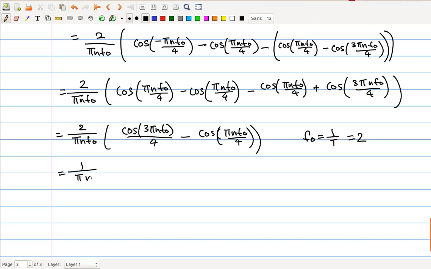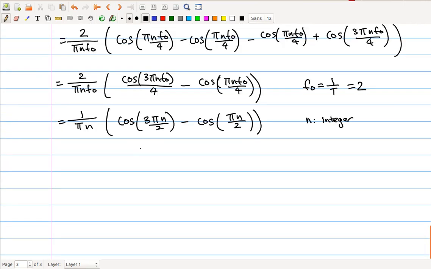Yeah, pi n, and this is where it becomes very nice. So we have 3 pi n on 2 minus cos of pi n on 2. Okay, and let's have a look at what this really means. We can simplify this further actually. n, we agreed, has to be an integer because they're related harmonics. So n is always an integer number.